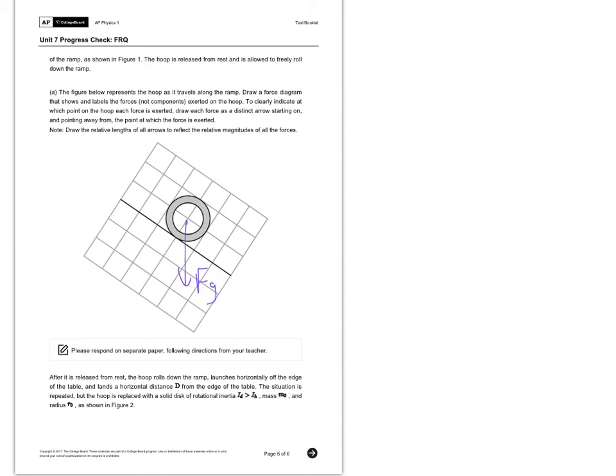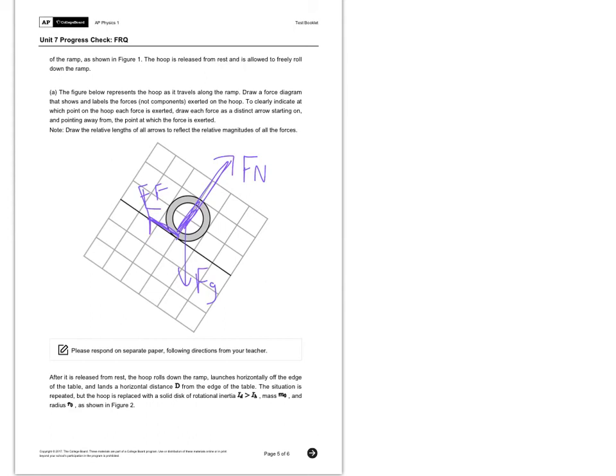Your second force going from the ground perpendicular. Let's try that again. Having trouble drawing straight lines. So perpendicular would be your normal force. And then the third force going up the incline, parallel to the incline, would be the frictional force.